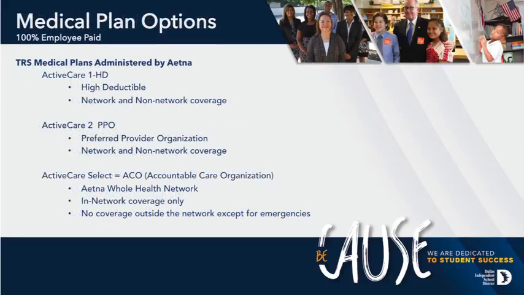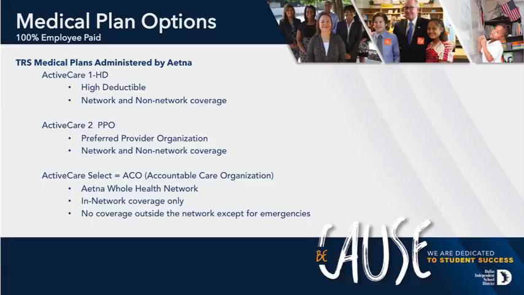Employee paid benefits. TRS Active Care offers one high-deductible health plan, Active Care One HD, one preferred provider organization (PPO) option, Active Care 2, and one affordable care organization (ACO) option. All plans are administered by Aetna. These plans provide health care coverage for you and your family in case of illness or injury.